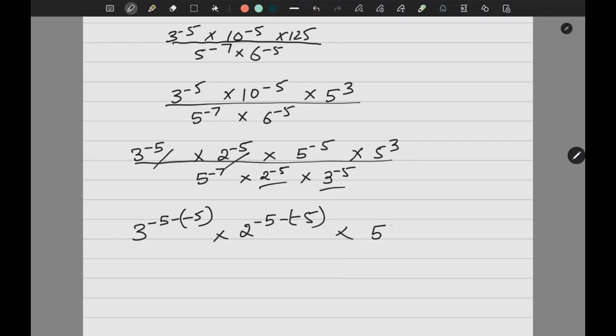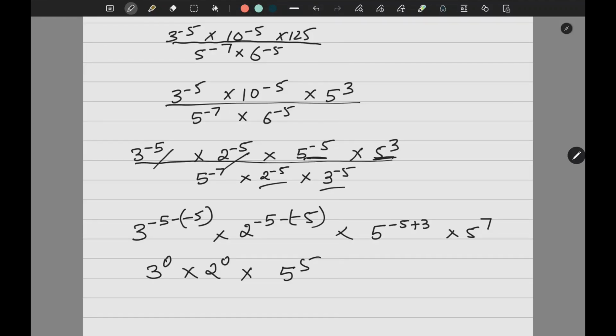Next is 5 to the power minus 5 plus 3. These two are in product. And into 5 to the power 7. Now here it will become minus minus plus. Right? So 2 to the power 0 into, here it is minus 2 minus and 5 to the power 5.